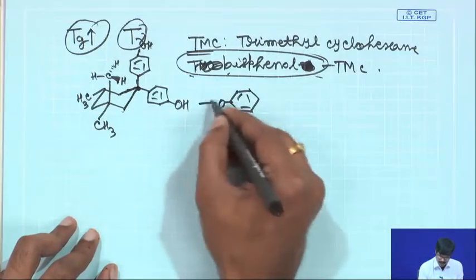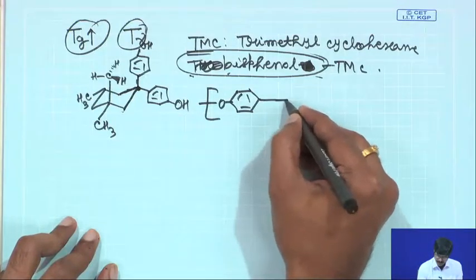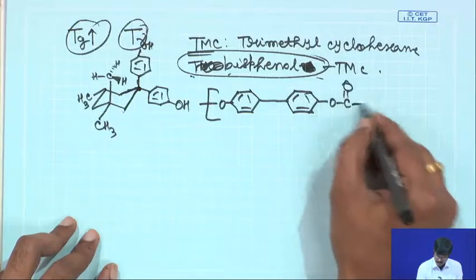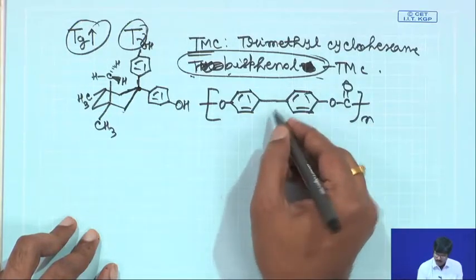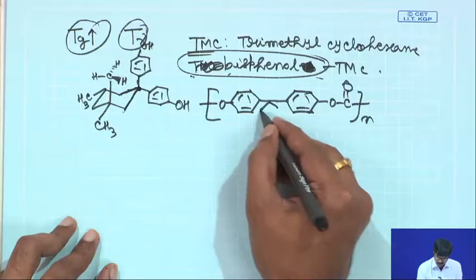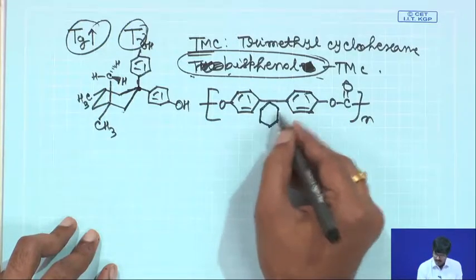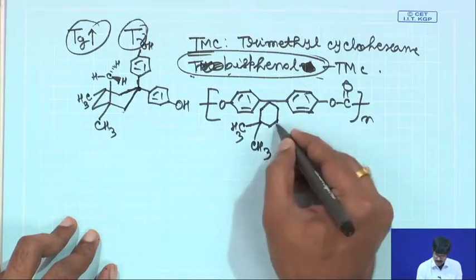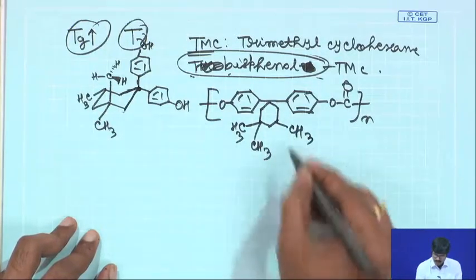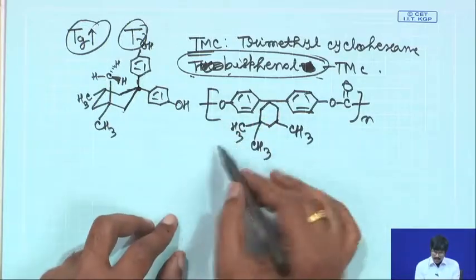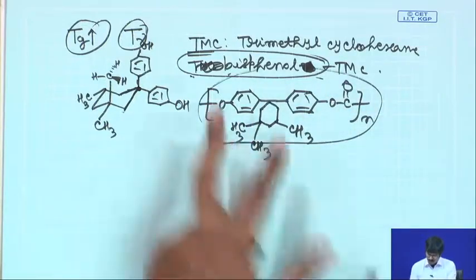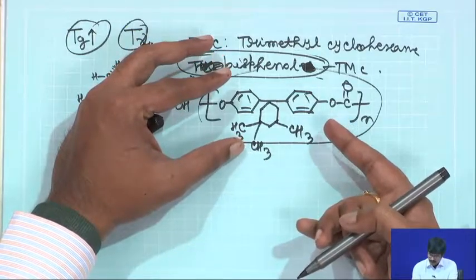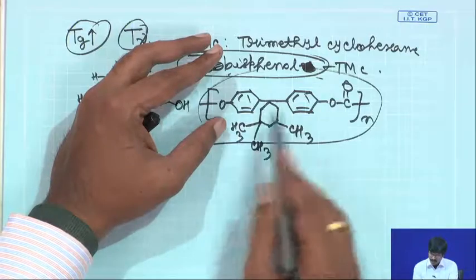The polycarbonate, the structure will be something like this. And here there are 2 methyl groups. Instead, those 2 groups are basically 2 arms of the cyclohexane ring, and you have a CH3 here, CH3 here, and you have a CH3 here. So, this material is quite rigid. The restriction in the molecular mobility arises from the fact that there is a restriction in the conformational mobility of the cyclohexane ring.